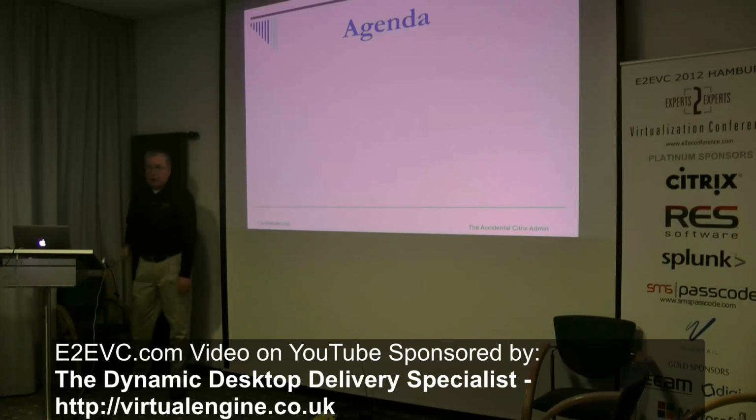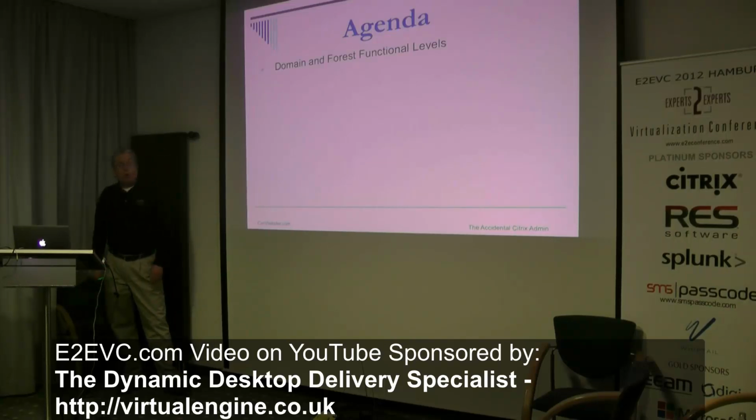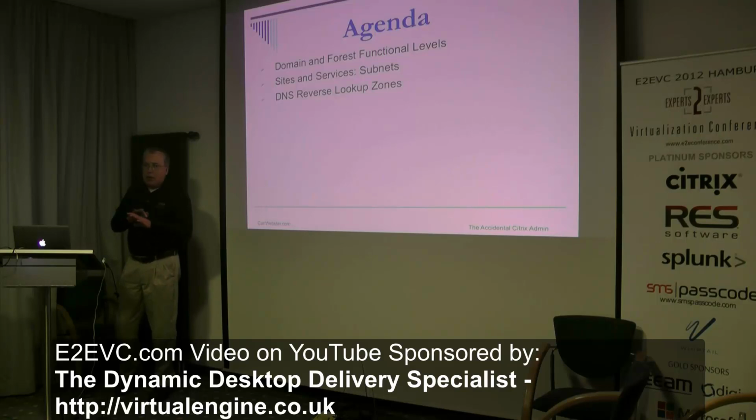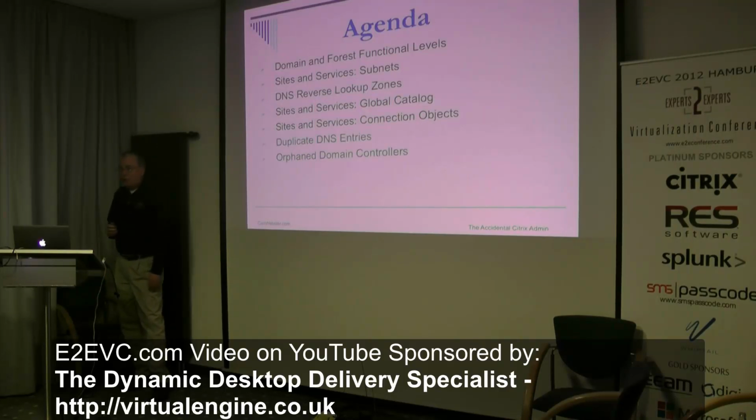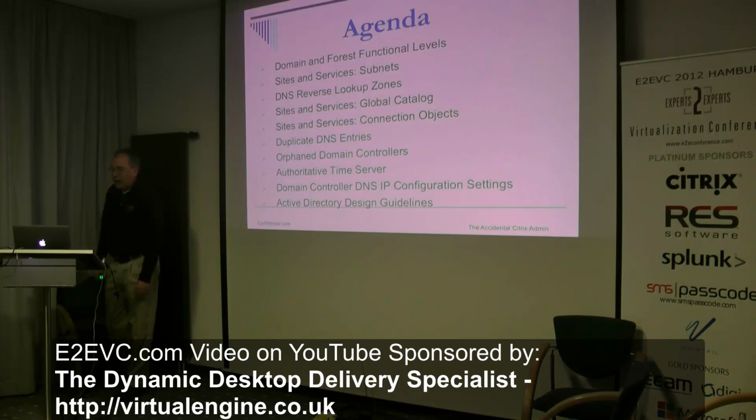So, what are we going to cover today? Domain and forest functional levels, sites and services. We're going to talk about subnets, and then we're going to talk about DNS reverse lookup zones. That should take us to the first break. Then y'all can go get beer, come back, and then we'll start talking about global catalog servers, connection objects, duplicate DNS entries, orphan domain controllers, authoritative time server, domain controller DNS IP configuration settings, and Active Directory design guidelines.